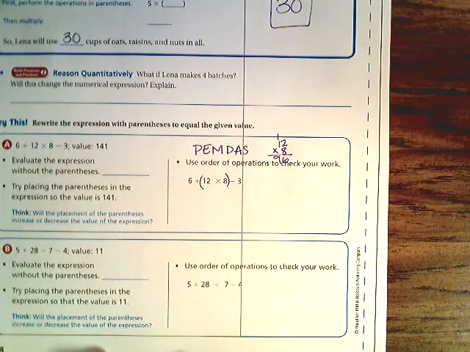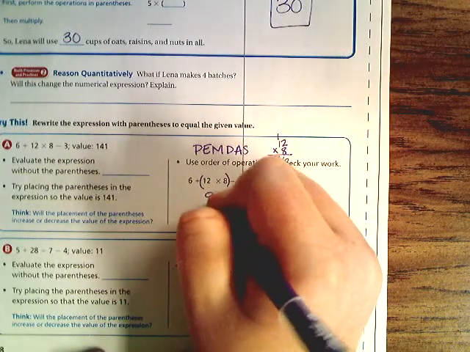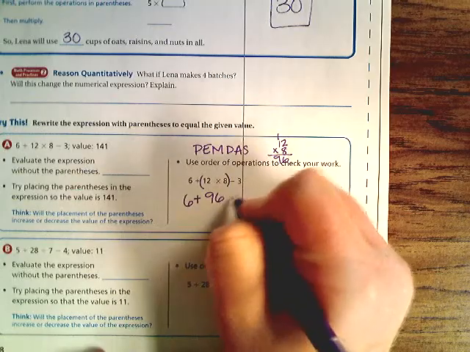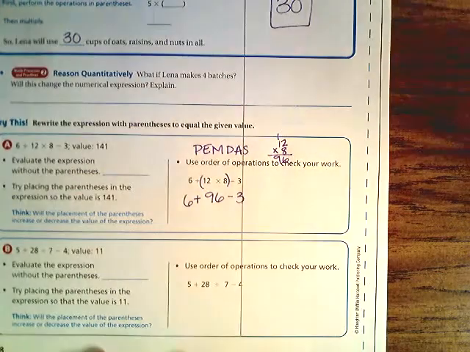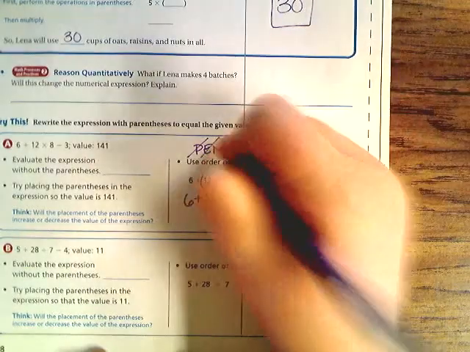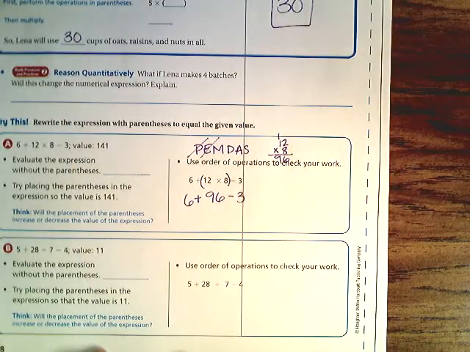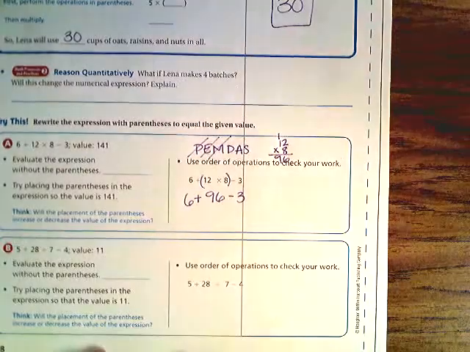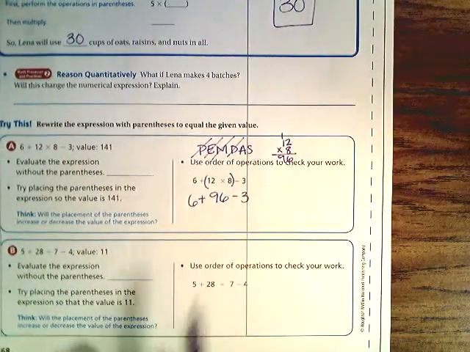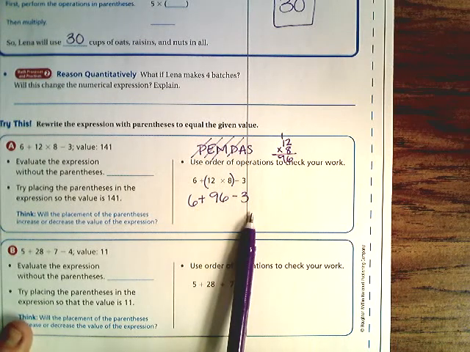96. Okay? So we have 96. We have to put everything before it. So we have plus 6 minus 3. Okay? We've done our parentheses. We don't have any exponents. We don't have any multiplication. We don't have any division. We have some addition and subtraction. So we're going to read it from left to right and do those in that order.